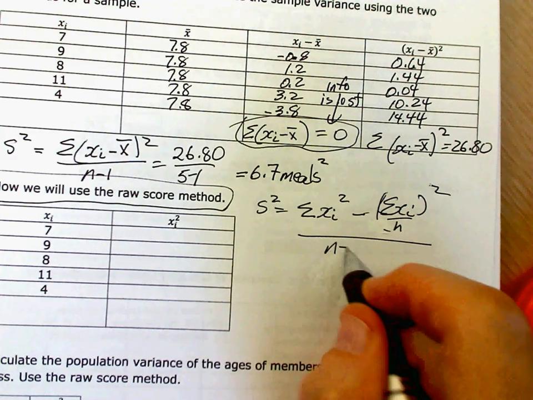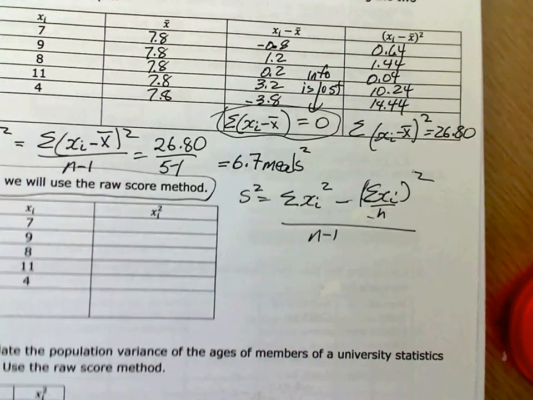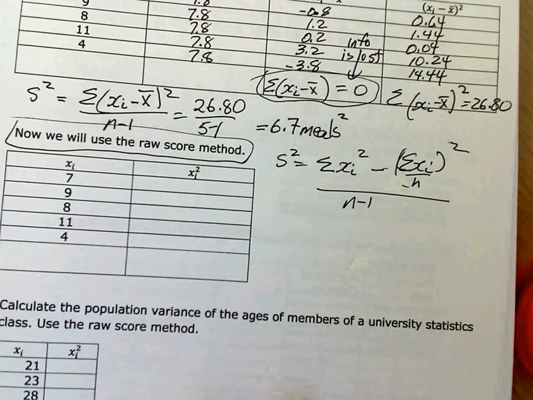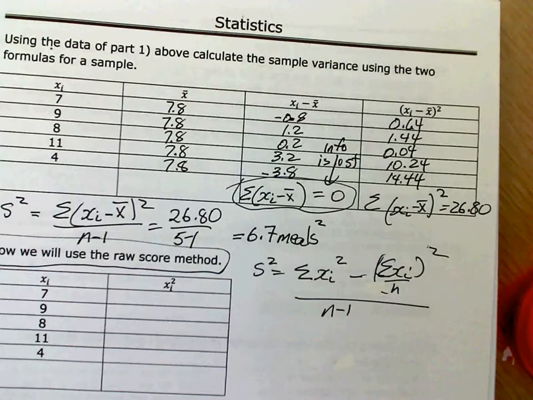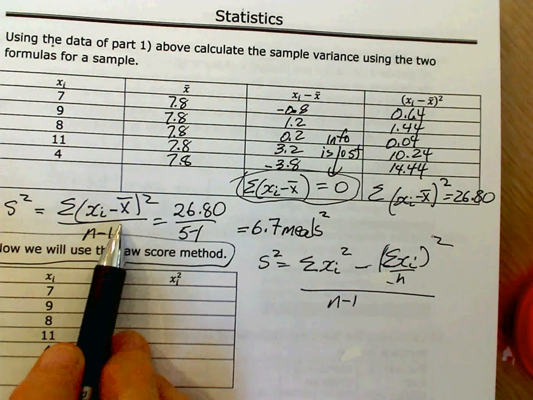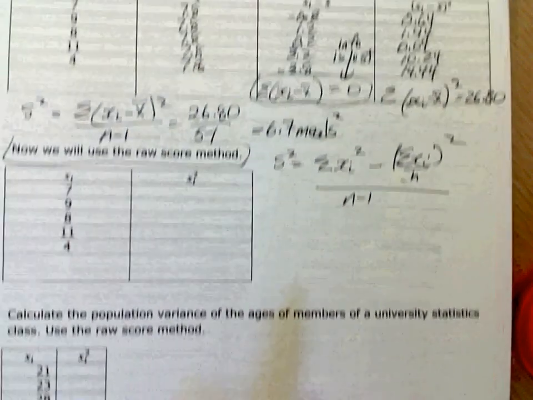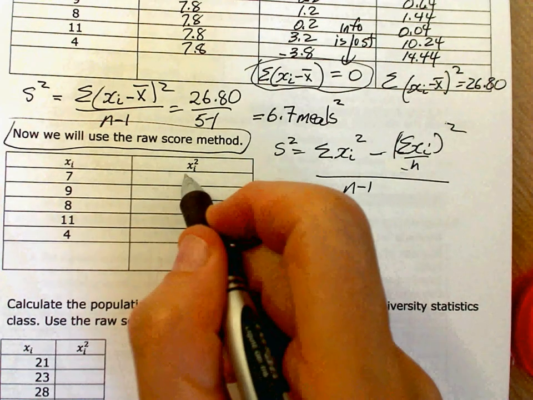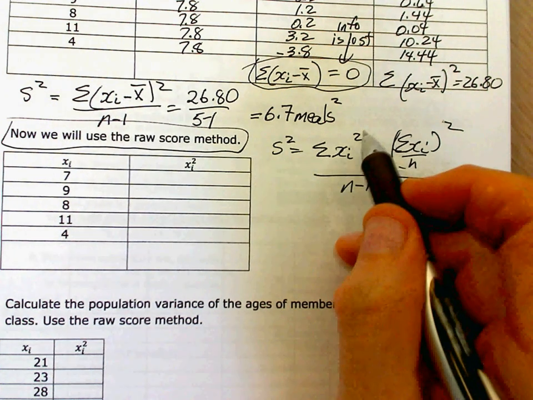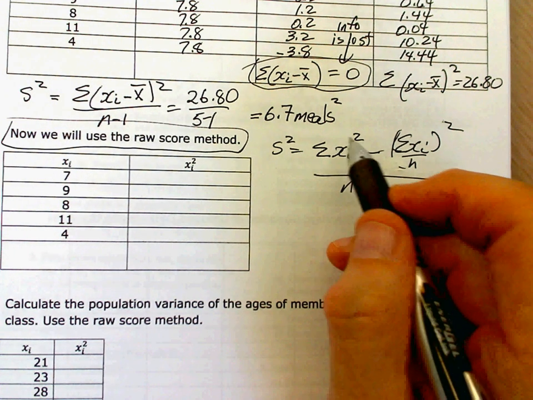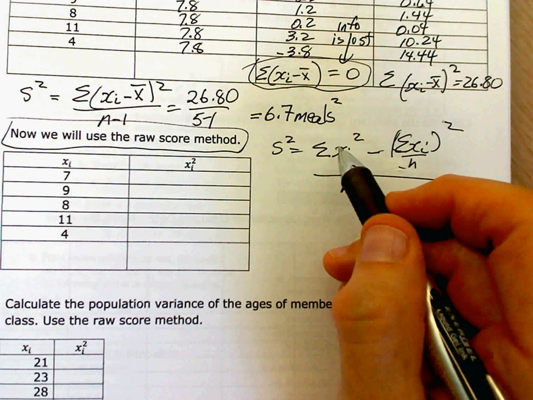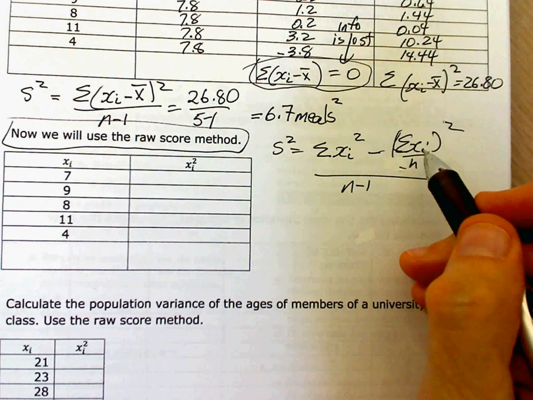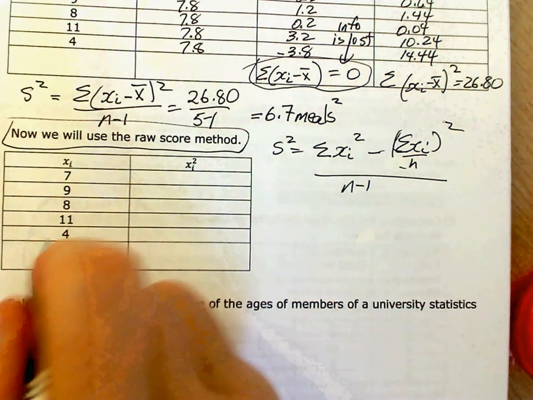Okay. So notice how this is a little bit easier because you're not dealing with 7.8. So we need the sum of xi squared, right? So that means we have to square it and add up all the squares. And this is the sum of xi all squared. So the sum of xi is equal to 39.